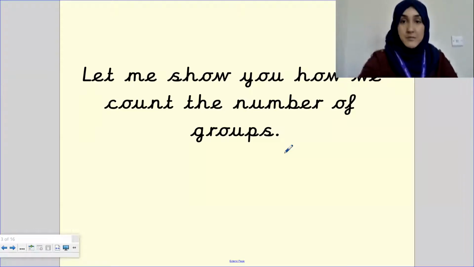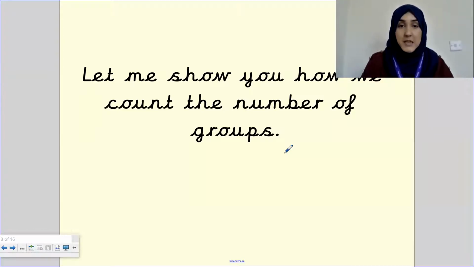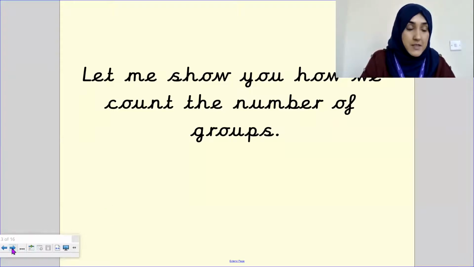Right. Let's move this up a bit so you can see me properly. Oh, why is the screen not changing? No, it doesn't want to change. I'll do it from here then.